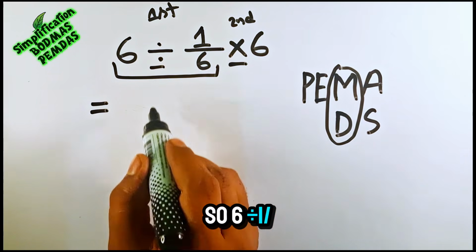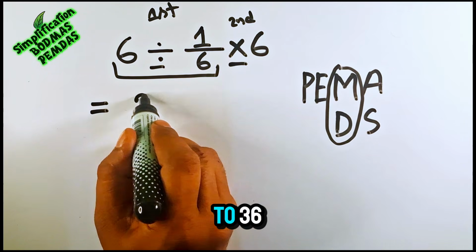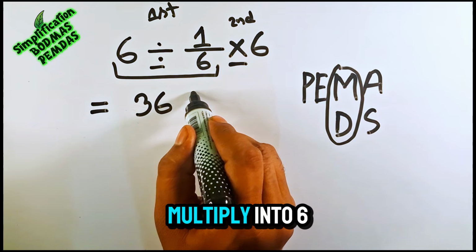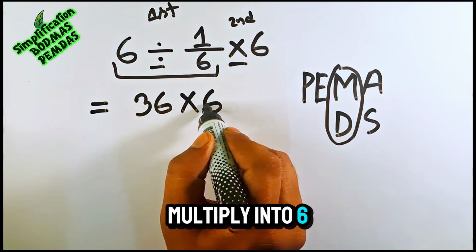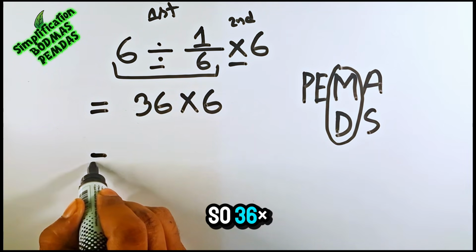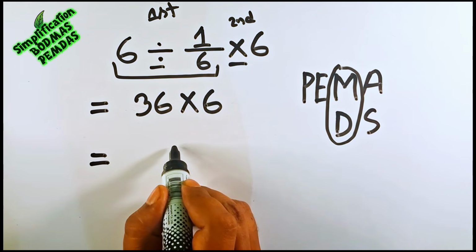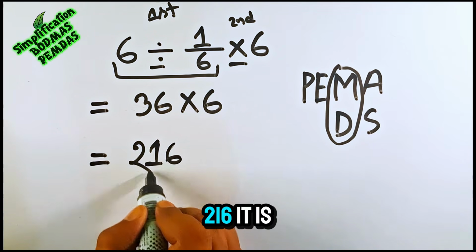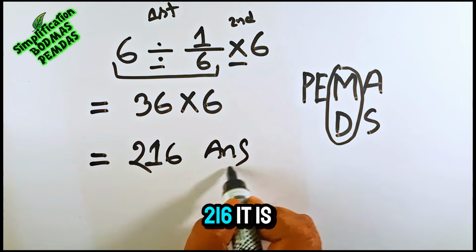So 6 divided by 1 by 6 is equal to 36, into 6. So 36 into 6 is equal to 216. It is the answer.